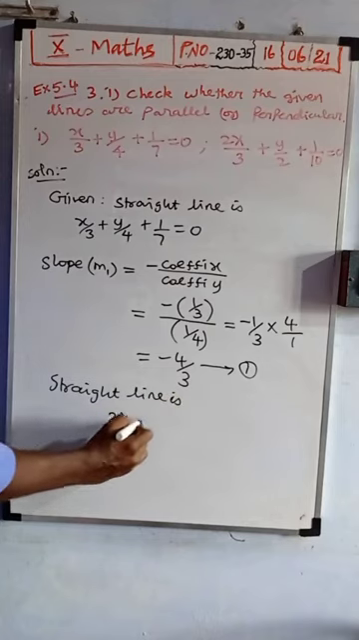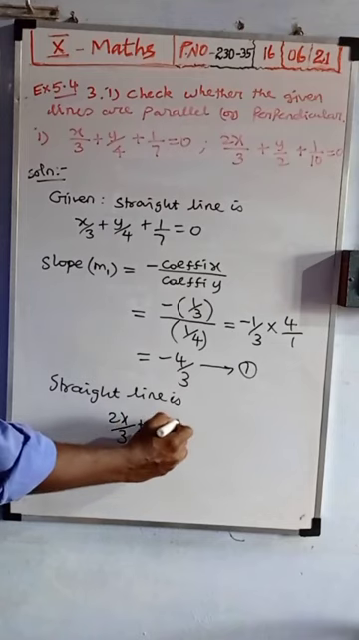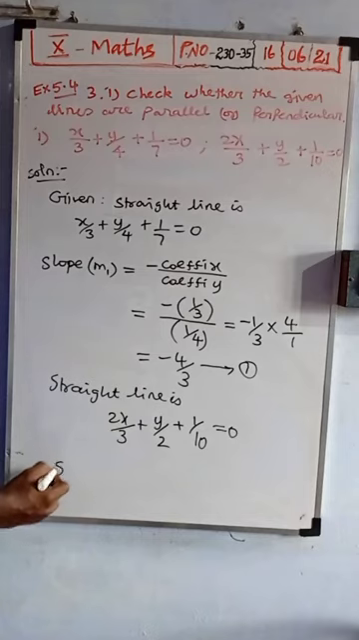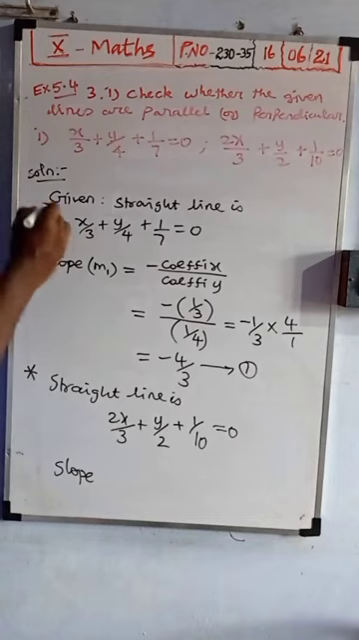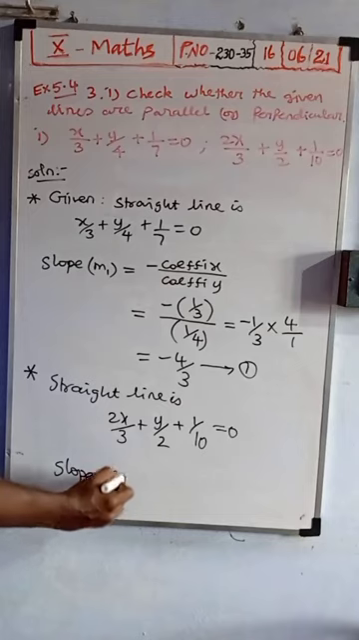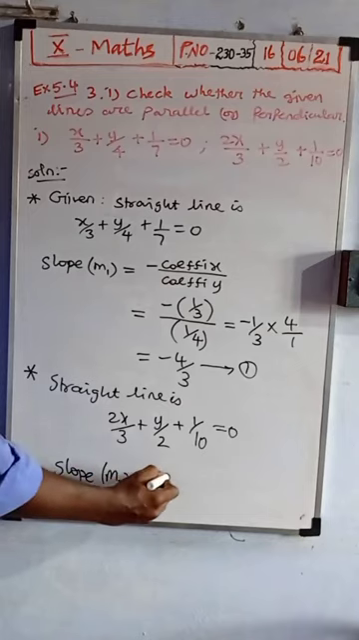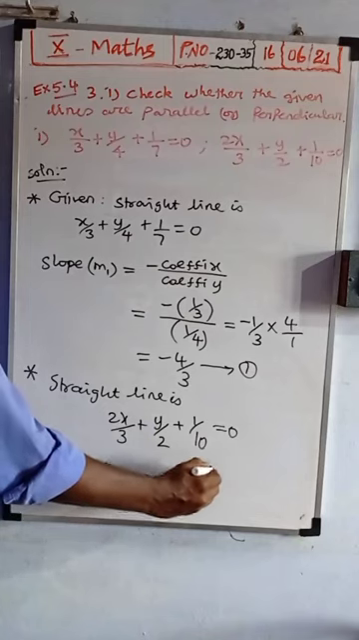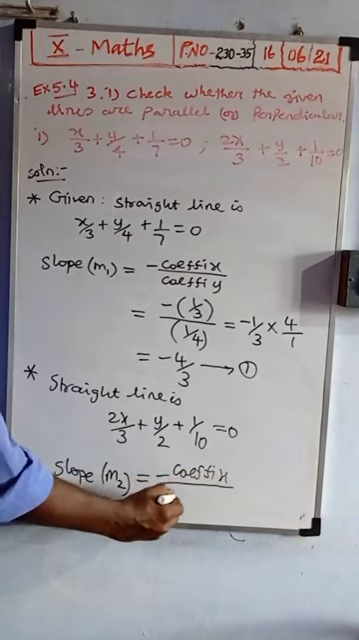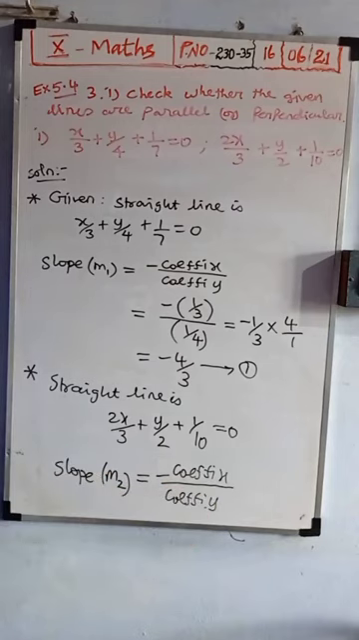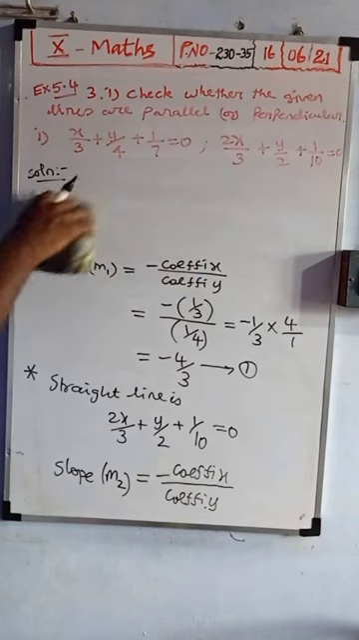2x by 3 plus y by 2 plus 1 by 10 is equal to 0. Now we want to find this slope. The earlier one is the first straight line and this is the second straight line, so choose the slope as m2. Two lines are given, so the first line is m1 and the second line is m2. This is minus coefficient of x divided by coefficient of y.